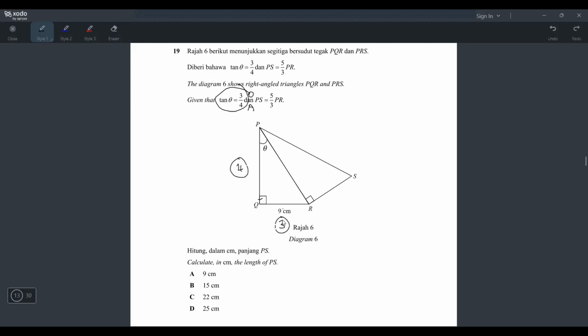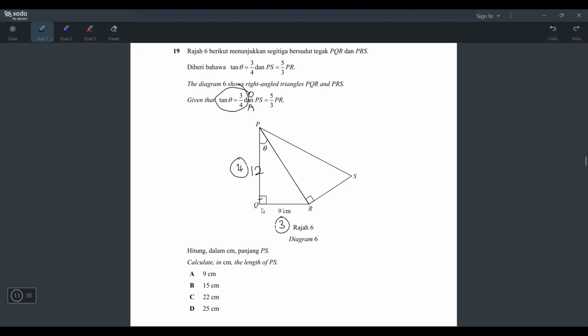So you can already see 3 becomes 9 by times 3. It means if I want to convert ratio to the actual length, I have to times 3. So if I want to get my PQ, I can also times 3. So 4 times 3 is 12. So I know my PQ is 12.